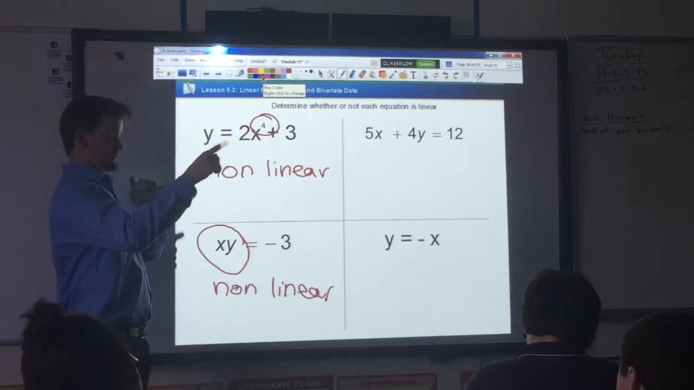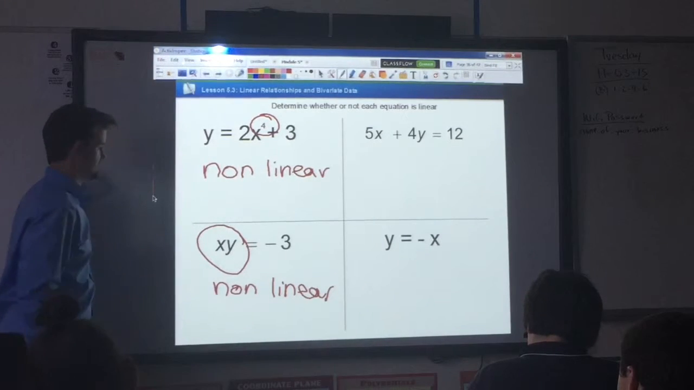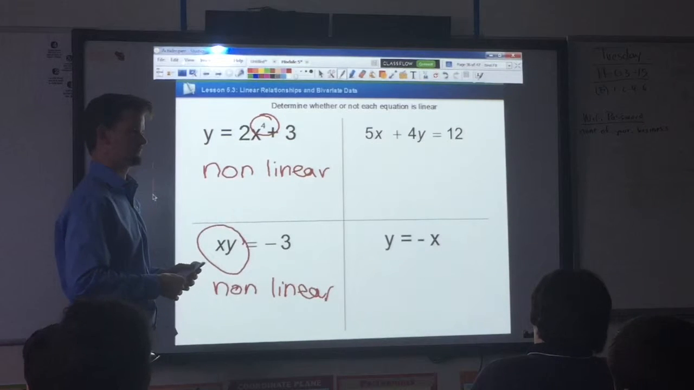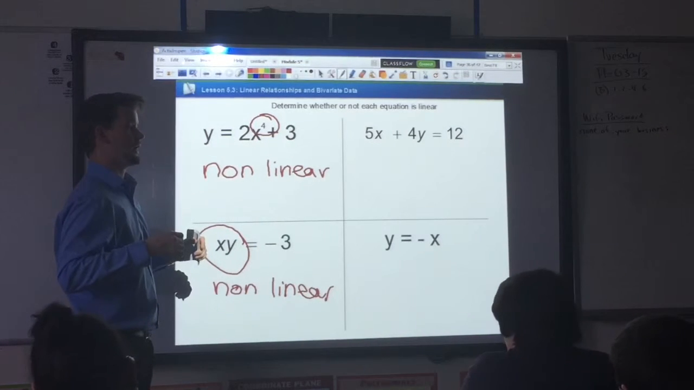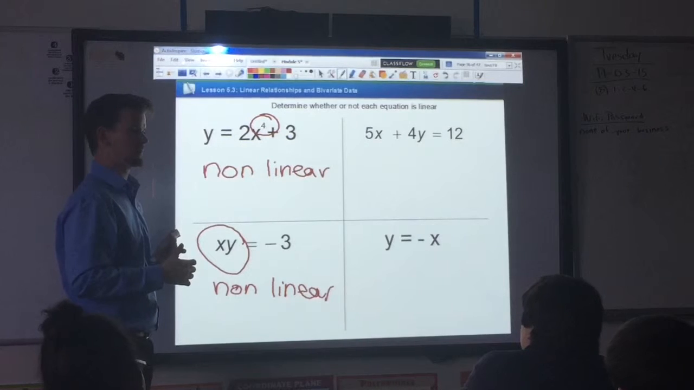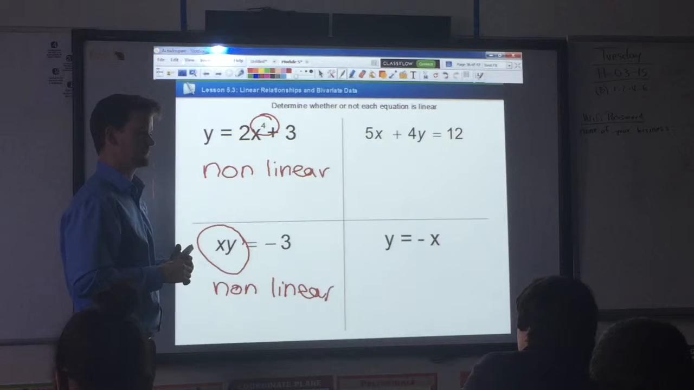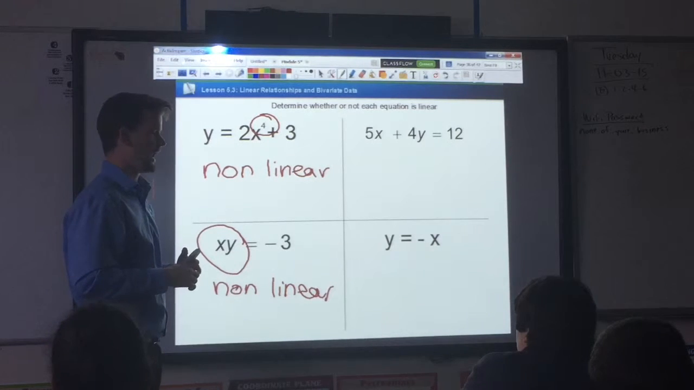Let's go through the criteria. Does it have any exponent greater than 1? No, it does not. Are the y and the x multiplying by each other? No, they're not. Is this written in y equals mx plus b format? Yeah, I'm going to say it is.